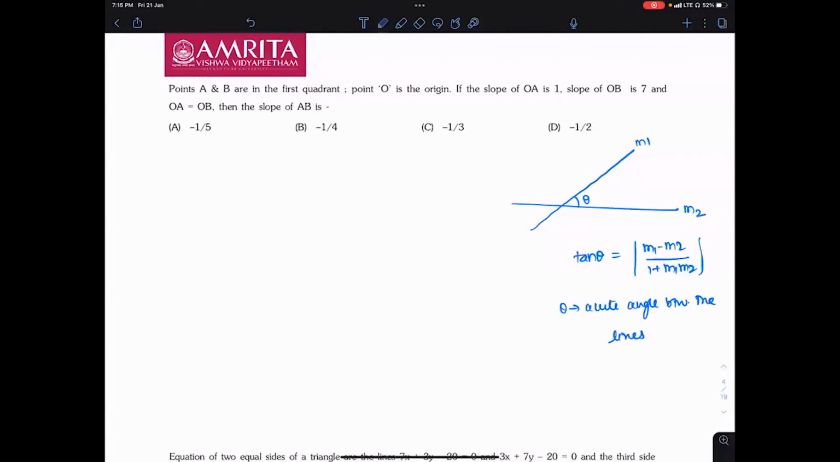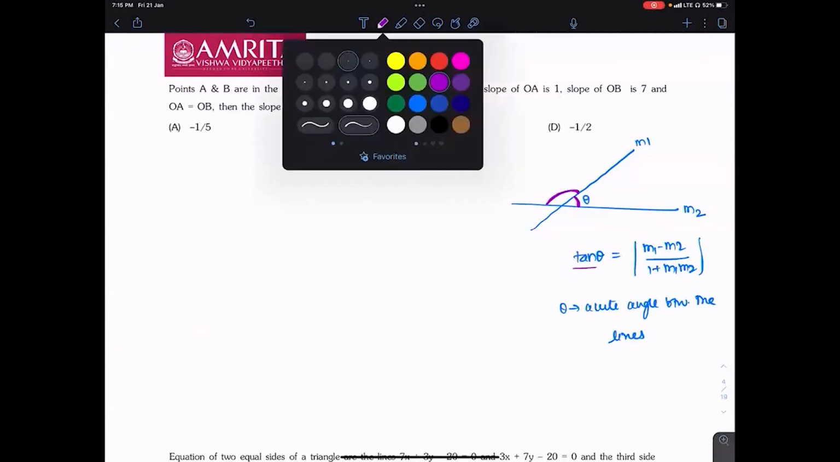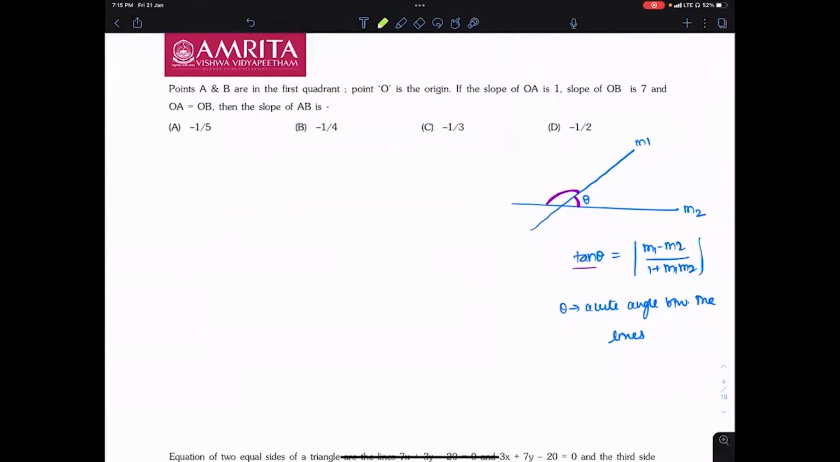Because whenever two lines meet, you have an acute angle as well as an obtuse angle. Whatever theta we are putting modulus on, because tan theta we will get positive. That means theta will be in the first quadrant. First quadrant means 0 to 90. That means theta is acute. So whatever angle you get from this formula, you will get the acute angle between the lines. Okay. Let us see the application of this formula.